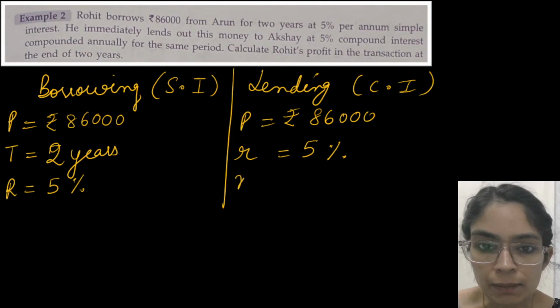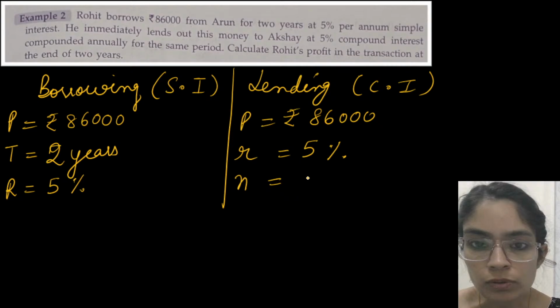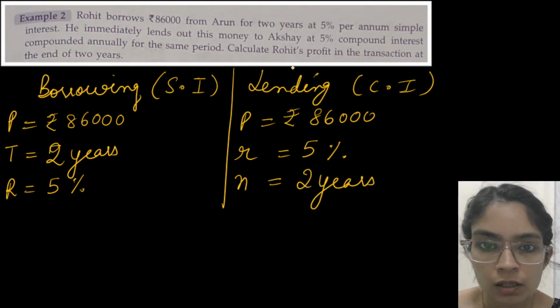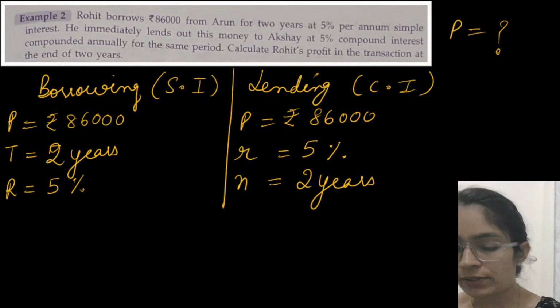For the same time period means N, here I write time as N. So N is equals to 2 years. So calculate Rohit's profit in the transaction. So profit we have to calculate. What we have to calculate? I hope you have understood the story of the question.